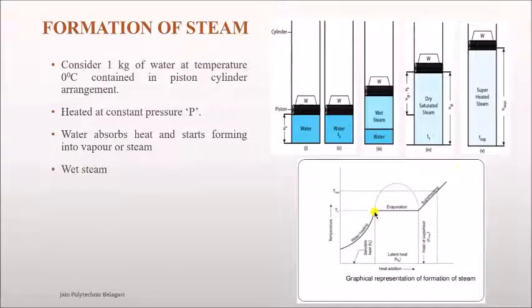Now the water is at this point, that is, the boiling point. When I further heat it, it starts forming into steam, which is nothing but wet steam. We call it wet steam because the steam has some amount of water particles freely suspended in it. Somewhere around this point, the water and the steam will be in equal proportion, or it is wholly formed into wet steam.